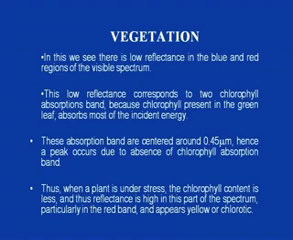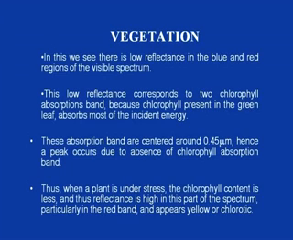Here we see that there is low reflectance in the blue and red regions of the visible spectrum. This low reflectance corresponds to two chlorophyll absorption bands, because chlorophyll present in the green leaf absorbs most of the incident energy. These absorption bands are centered around 0.45 micrometers. Hence, a peak occurs in the green due to the absence of a chlorophyll absorption band.